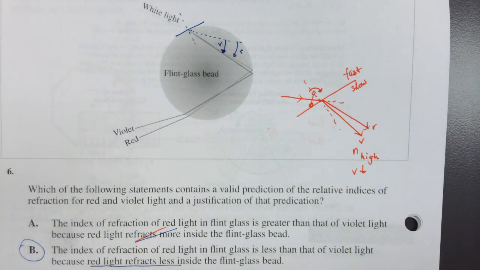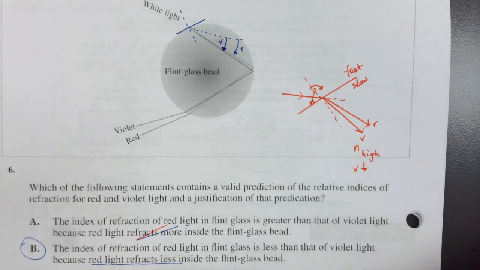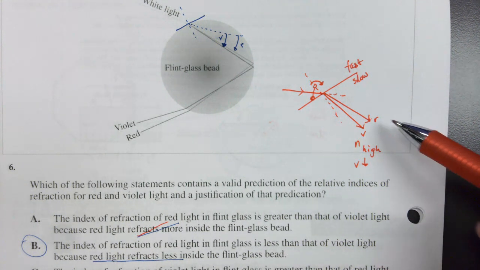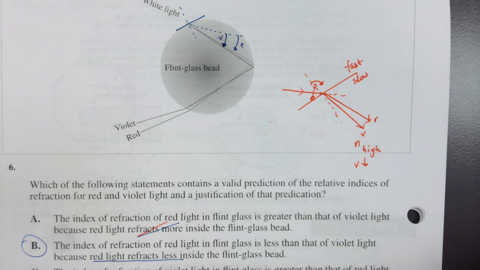There's all sorts of different comparisons we can make, but this one's the most common one where we're talking about the index of refraction. So then if we say the index of refraction for red light is less, well, I can agree with that. It was not as affected by the transition.